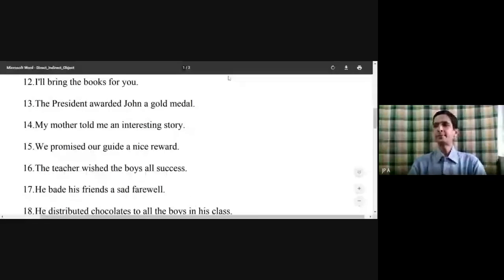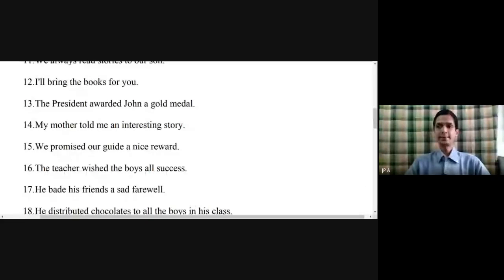I'll bring the books for you. Which is the verb? Bring is the verb. Yes, correct. And the direct object: bring what? The books is the direct object. And to whom or for whom? You. You is the indirect object. Very good. Yes.